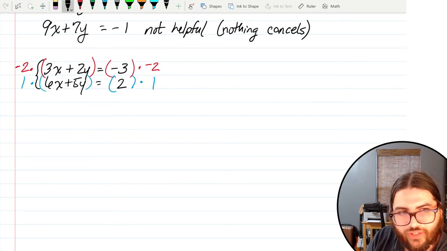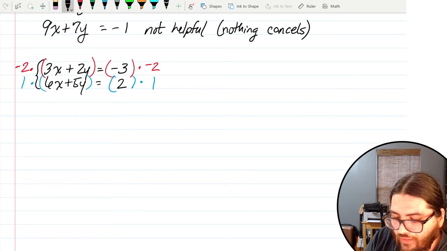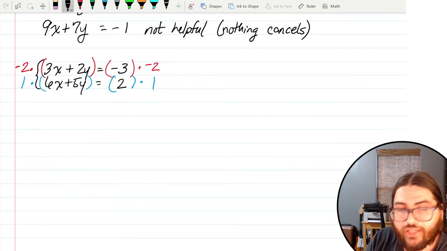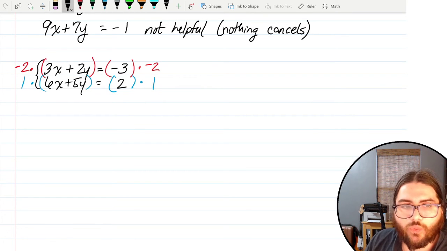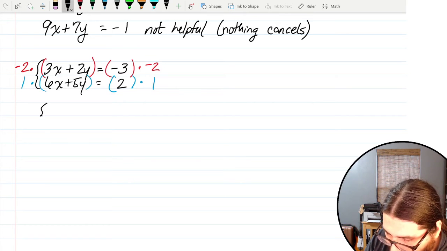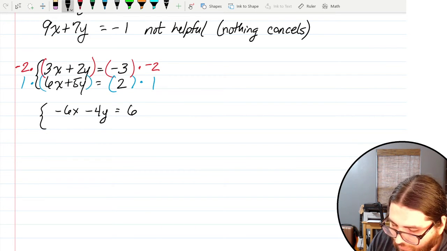I targeted 6 because I saw that for 3 and 6, the common multiple is 6. And to make 6, I needed 2 times 3. And I had to make sure one was positive and one was negative. So I multiplied the first equation times -2 and the second equation times +1. That would give me -6x minus 4y equals +6.